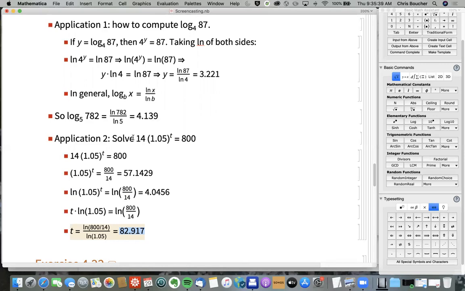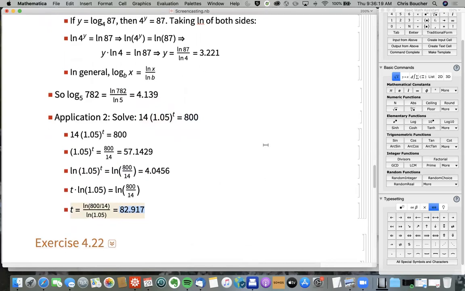Notice that we can interpret this in terms of exponential models. This right here is an exponential growth model that models something with an initial quantity of 14, right? That's the initial quantity that grows by 5% per time period, right? 1.05 is the base. And we're sort of asking here, what time will make that quantity equal to 800, right? So it starts at 14, it grows 5% every year. And what we have found is that it takes about 83 years for it to grow to be 800, 82.917 years to be precise.